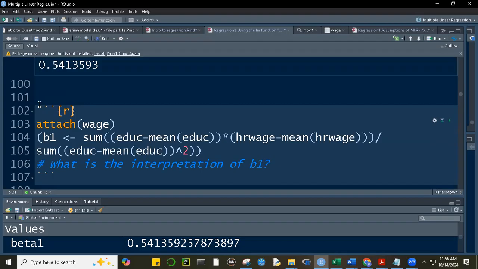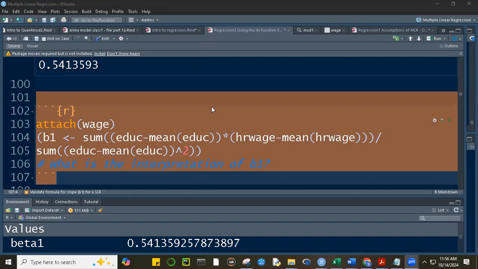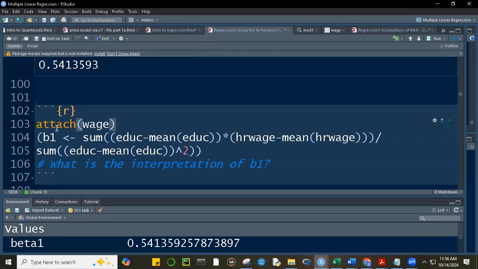This one, class. Sige, I'll share this code with you. Control C. All right. So what's this, class? The use of attach. Pag nag-attach tayo, class, ibig sabihin, attach wage. Whatever variables that we're referring to will be coming from wage. Okay, so no need to use wage dollar education.